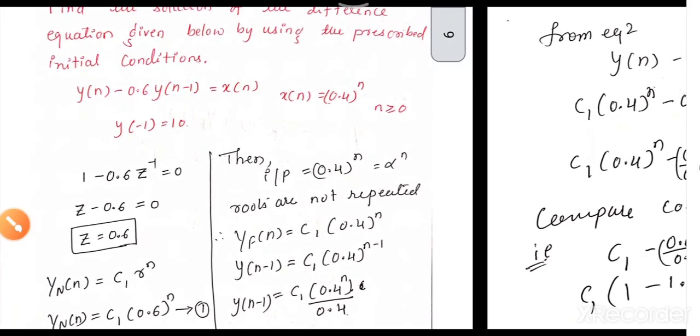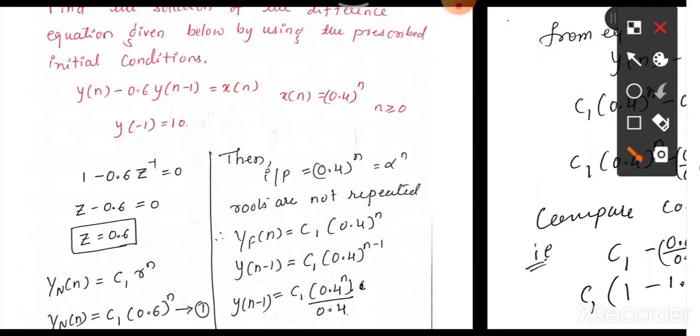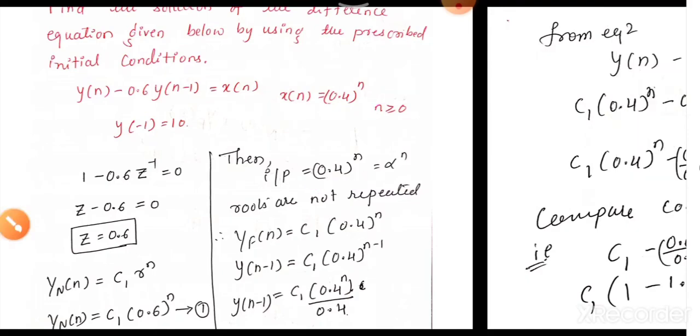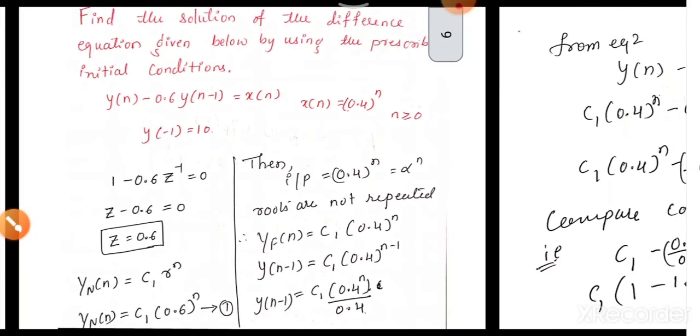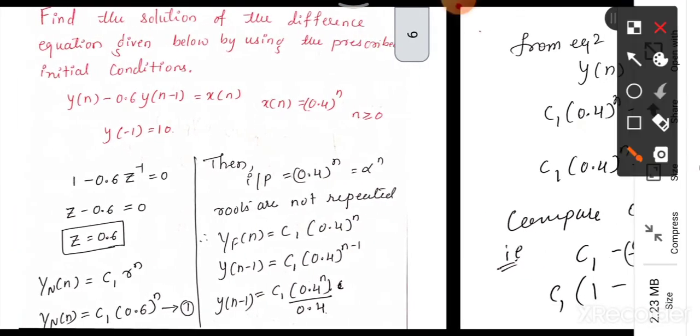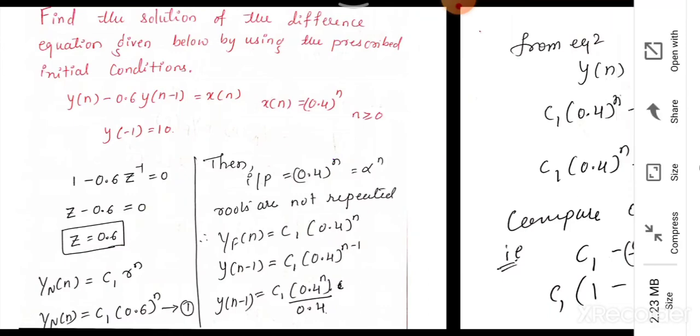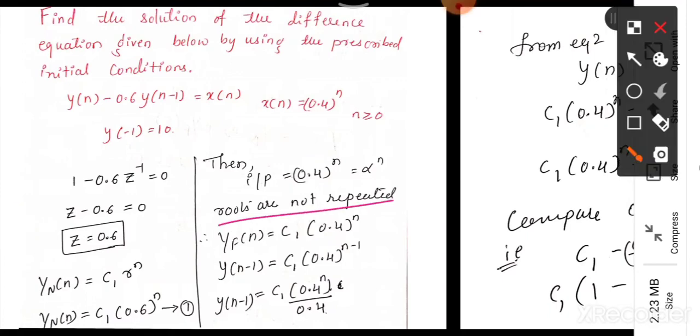And then we'll find out the forced response, that is by taking the input. What is the input? Input is 0.4 raised to n, which is nothing but alpha raised to n. Okay. Now, roots are not repeated. The meaning of this is that this alpha and this z are not repeated. This is a root and this is also one root. So those two are not repeated. So what we can take is the forced response will be equal to c1 into 0.4 raised to n.